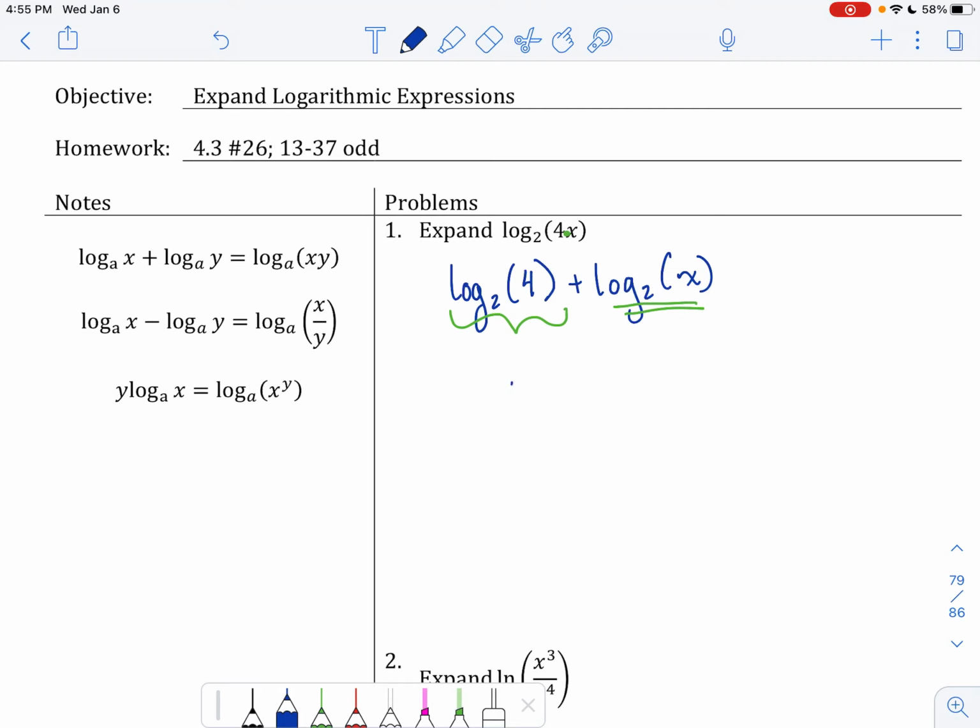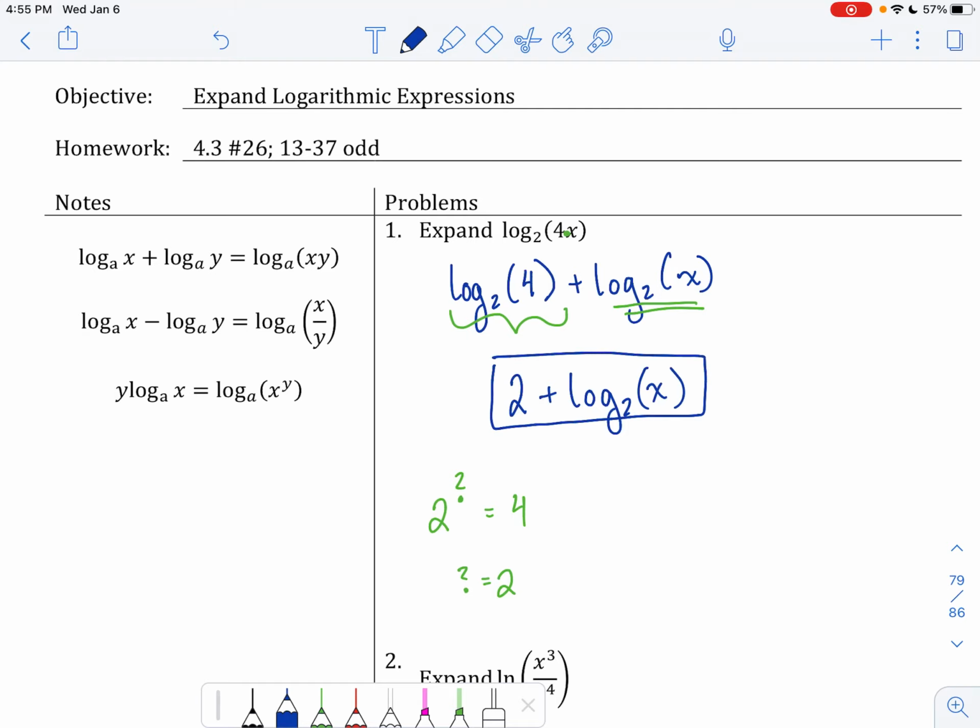So log base 2 of 4 is 2. If you aren't sure, you can say, okay, what is the exponent on the base that's equal to the term? So that number is 2. Plus, and this doesn't simplify, so we just say log base 2 of x. And you can use the parentheses, or you don't need to if it's a single term. If there's multiple terms, you've got to use the parentheses. So you can write it like this, or you can put parentheses around it, either way, and there's your final answer.